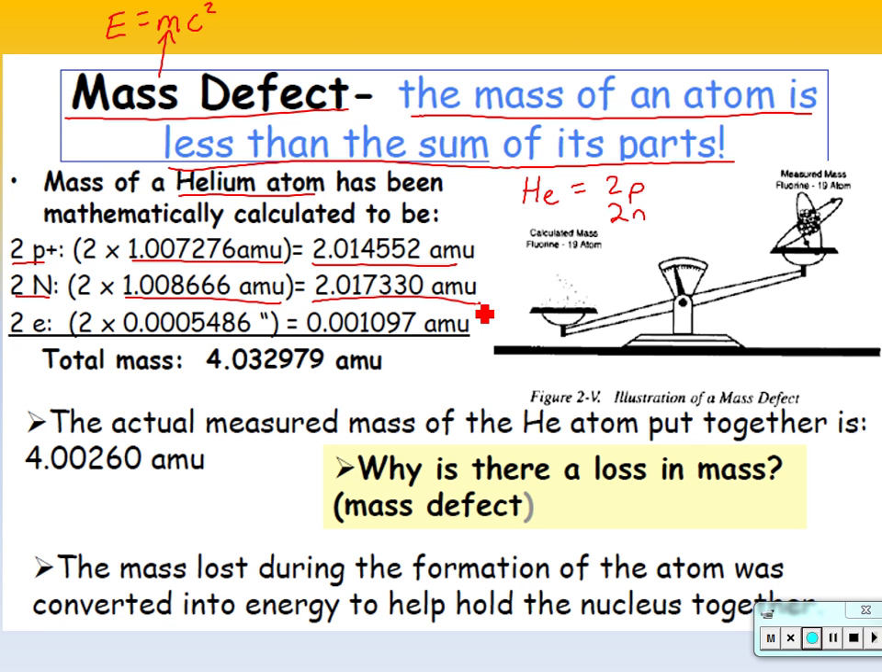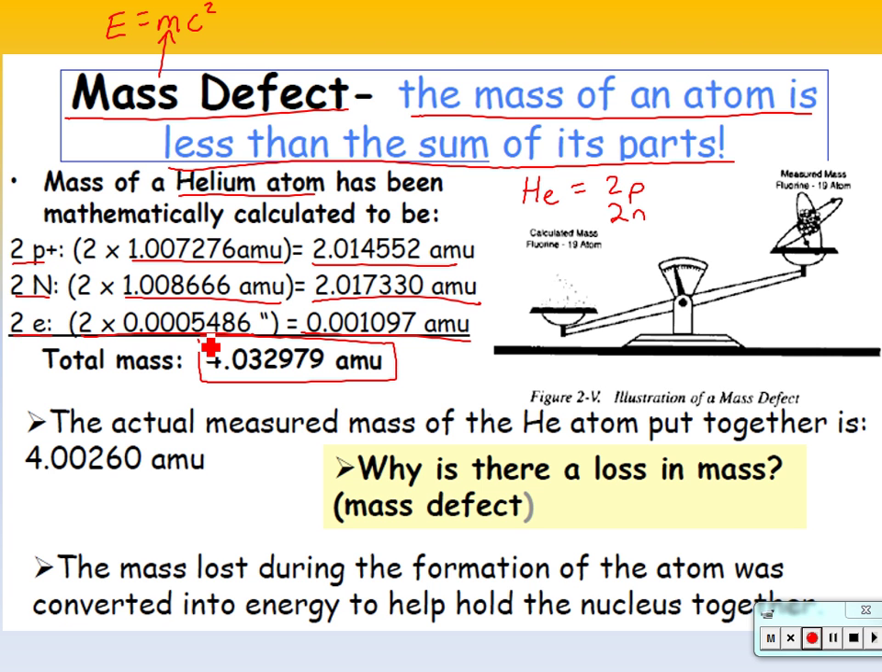Then let's just throw in the electrons, even though they have very little mass. It's got 2 electrons. So we times them together, it gets that. Well, it should have a mass of 4.032979 AMUs. That's what it should have. Okay?